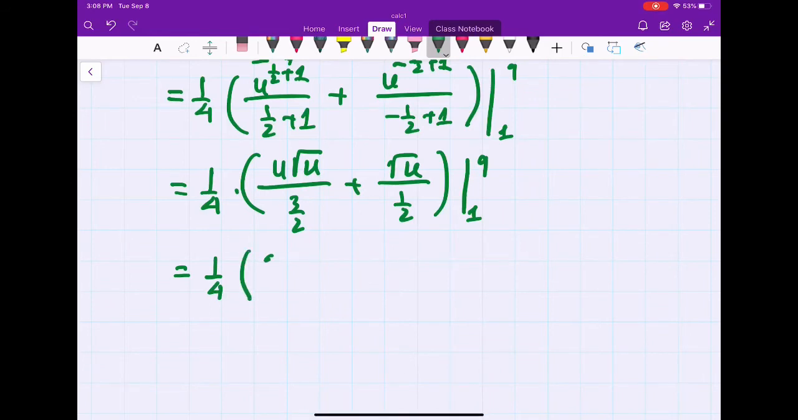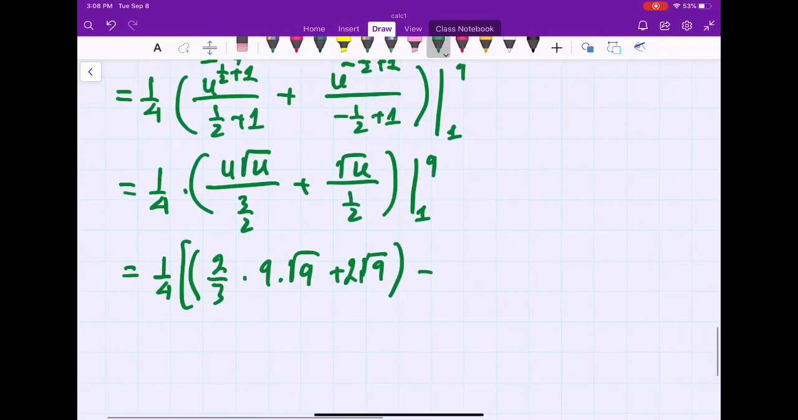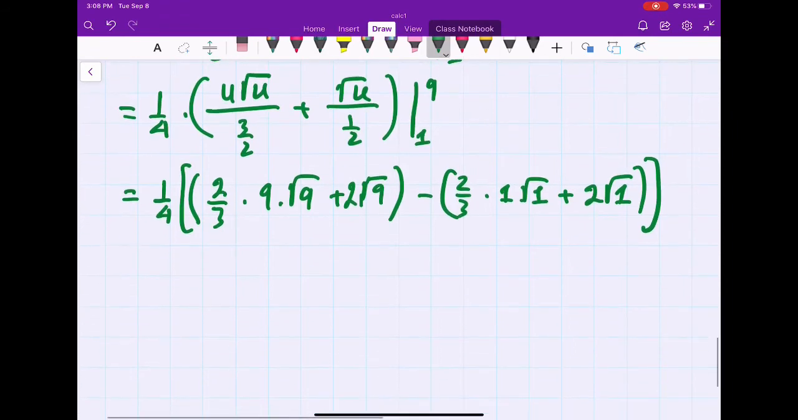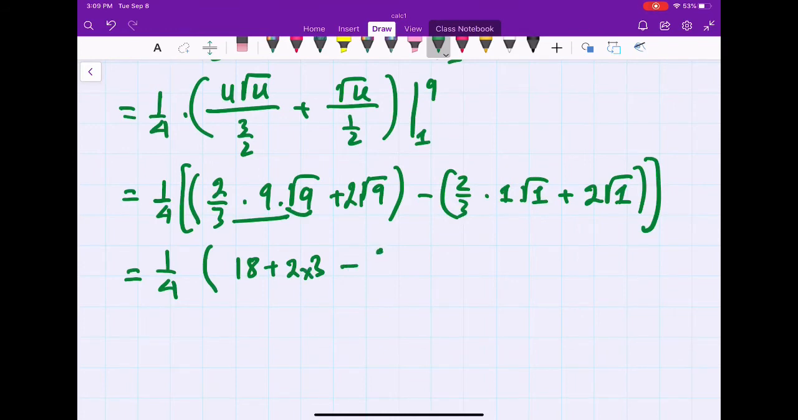Anyway, I write here 1/4, and here I have 2/3 times 9 times square root of 9, right? Plus 2 times square root of 9. Okay. Minus 2/3 times 1 times square root of 1, plus 2 square root of 1. Right? Let's simplify this and we get the answer. So I have 1/4 here. The 3 with square root of 9 cancel out, so I have 18 plus 2 times 3, which is 6, okay, minus 2/3 here, and then minus 2.